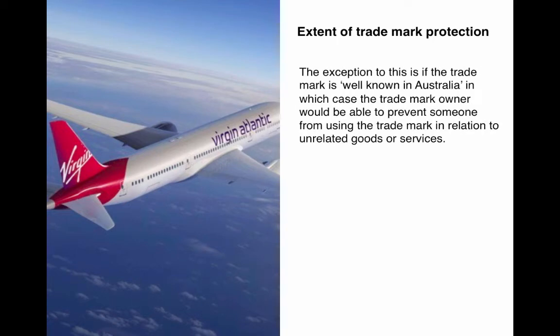The exception to this is if the trademark is well known in Australia, in which case the trademark owner would be able to prevent someone from using the trademark in relation to unrelated goods or services. So, for example, in Virgin Enterprises and Clapsis, Mr. Clapsis attempted to open a car hire business and call it Virgin Car Hire. Virgin Enterprises, owned by Richard Branson, was able to prevent Mr. Clapsis from doing that, even though Virgin had no intention of opening its own car hire business under the Virgin name.